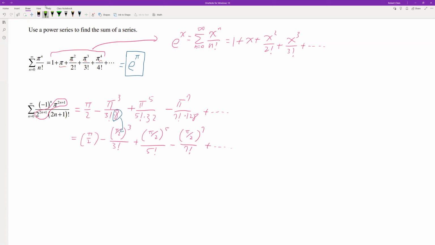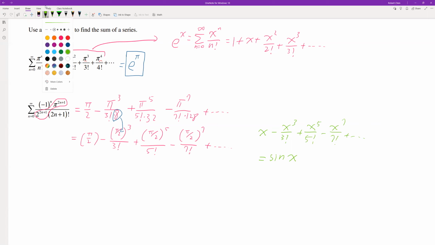So notice how we have pi over 2 in all the places. Now let's replace that with x, right? Let's see what we have. x minus x cubed over 3 factorial plus x to the 5th over 5 factorial minus x to the 7 over 7 factorial plus dot, dot, dot. Right? That's an odd polynomial, right? And which trig function is odd? That's right. It's sine x, right? So sine x has the power series representation of the above.